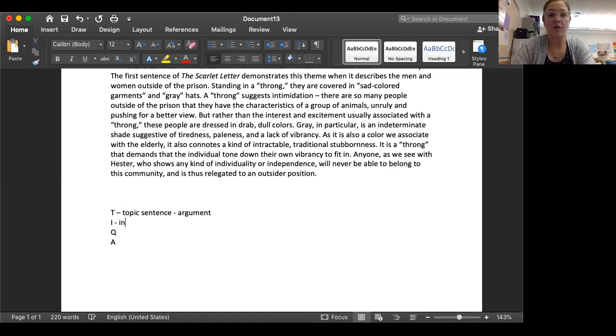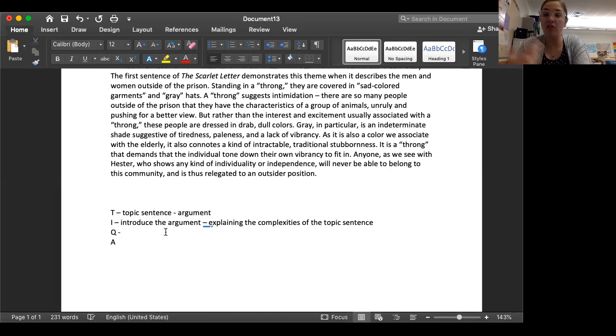The I is for introduce the topic, introduce the argument, kind of. It's hard for me to frame this into literary analysis, so excuse me, but introducing the argument means that basically you are just explaining the complexities of the topic sentence. So hopefully your topic sentence does not only need one sentence to describe its meaning. Hopefully it's more complex than that, and it needs more sentences to expand.